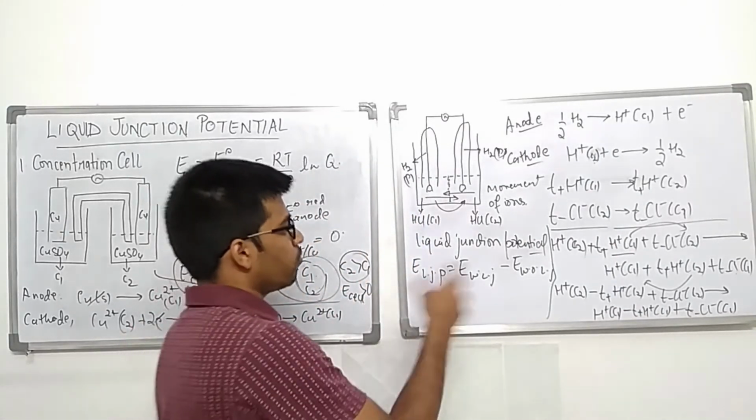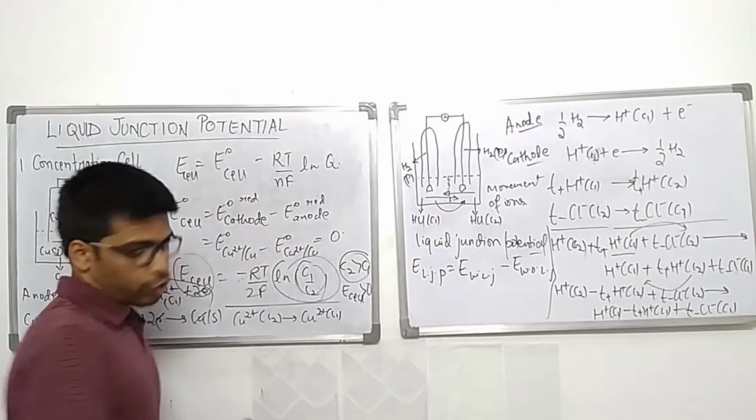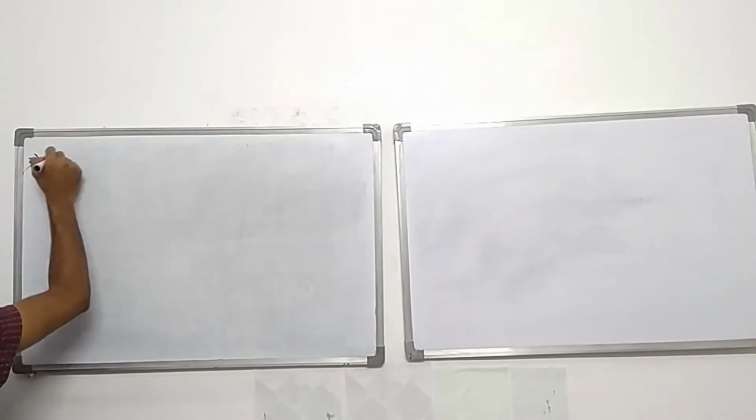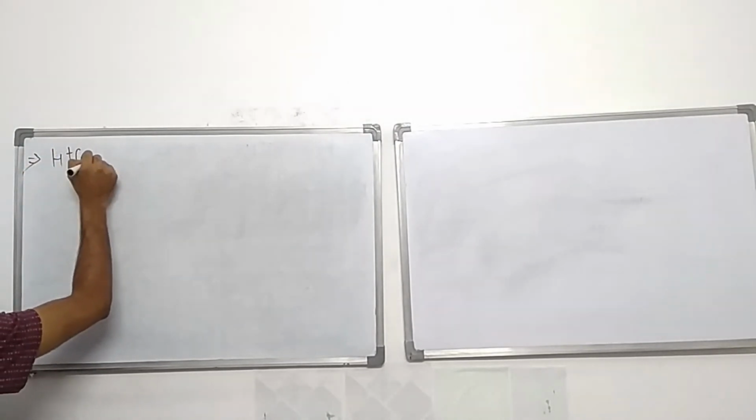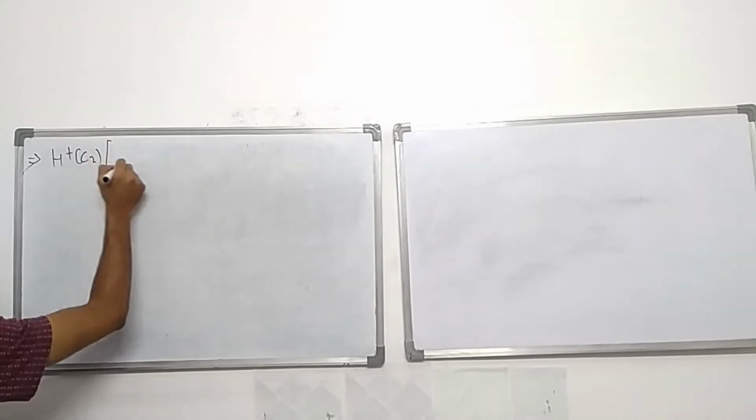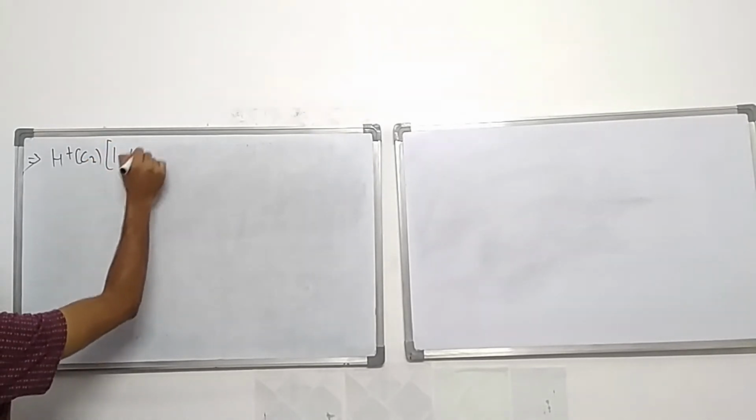Okay. Now we'll move on to the next part of the derivation. So if I take H plus C2 common, I will get 1 minus T plus.